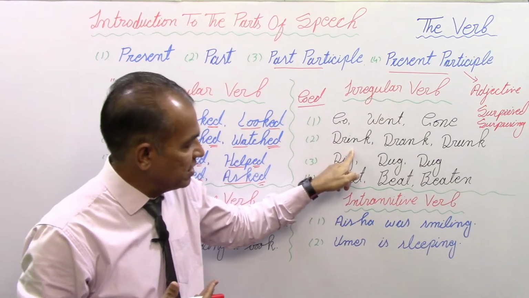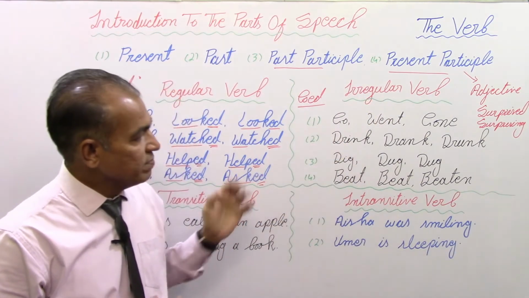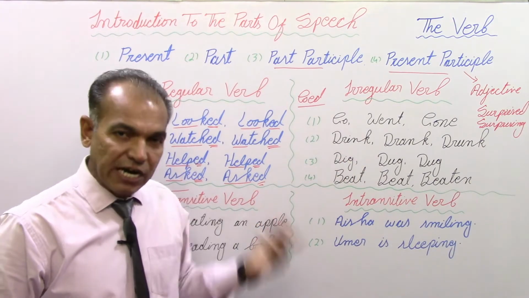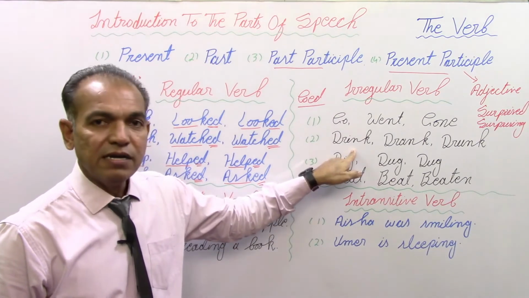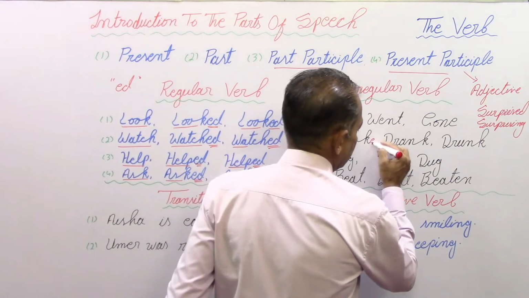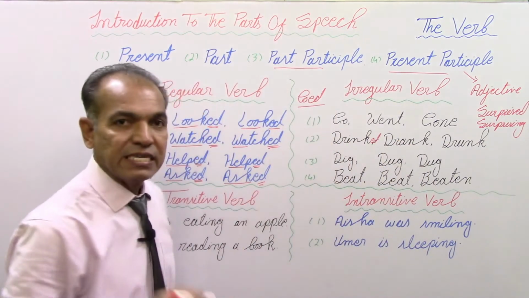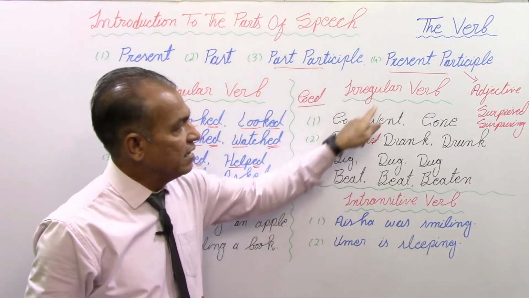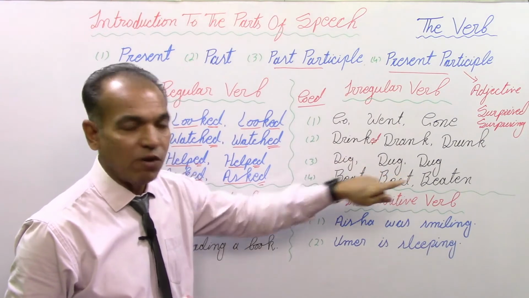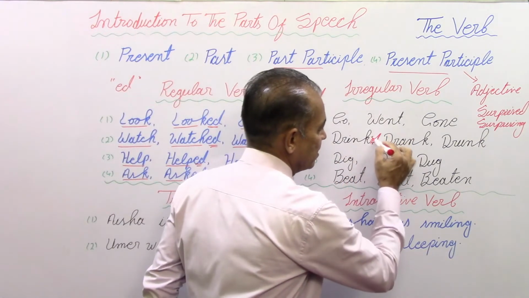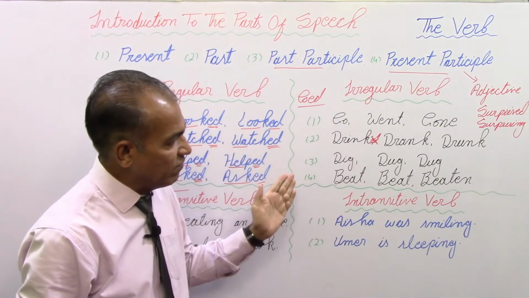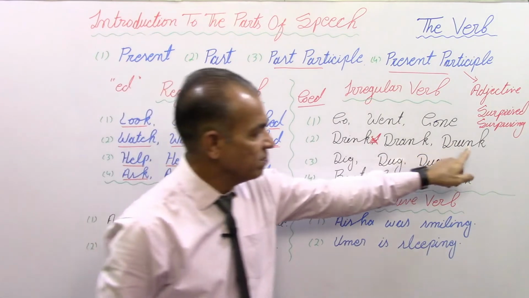In the same way, you can see there is another example, drink. Now, if we add ed and it becomes the second form or third form, it would be called a regular verb. But we cannot change drink into the second or third form in this way. This will be totally incorrect, because by adding ed we cannot change it into the second or third form. What is the second form of drink? Drank. And the third form, drunk.